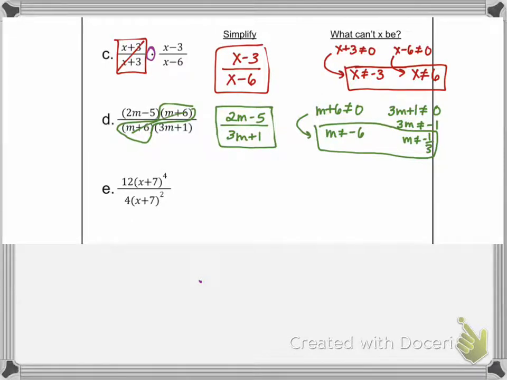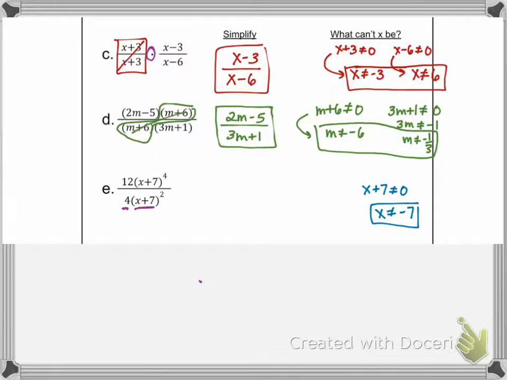Okay, on the next one, the only thing on the bottom that could equal 0, you've got a 4 and you've got an x plus 7. The only thing there that could equal 0 would be x plus 7, and so I start here with wondering to myself, what value of x would make x plus 7 equal 0? I don't want that, and so I solve that, and I get x cannot equal negative 7.